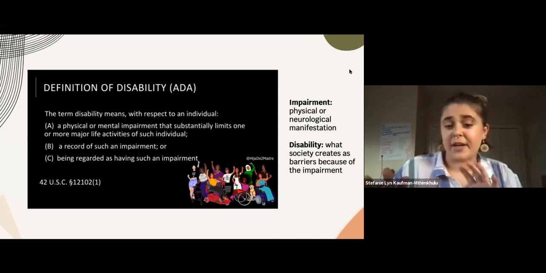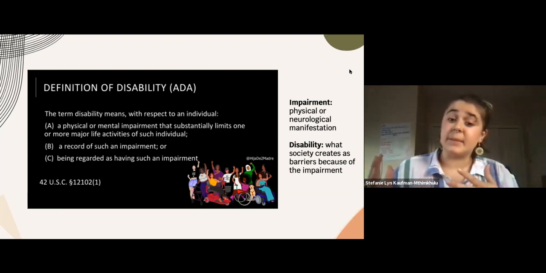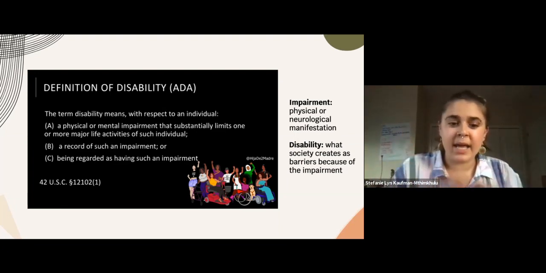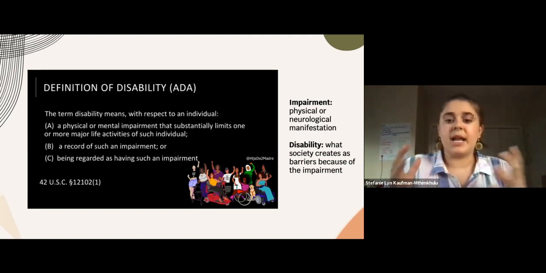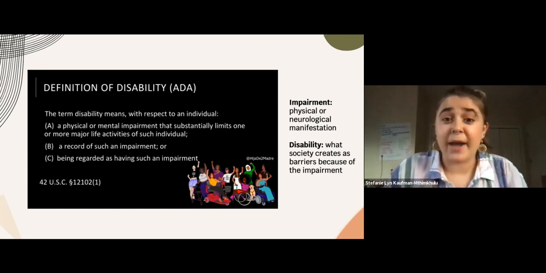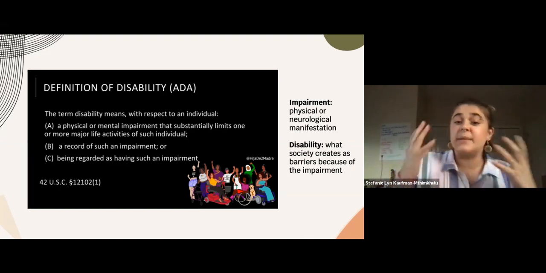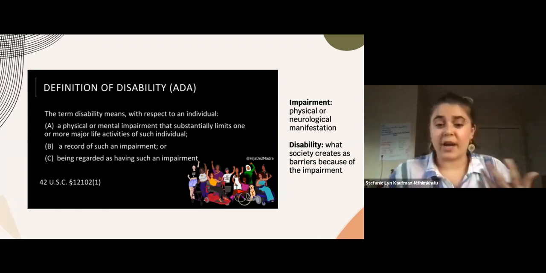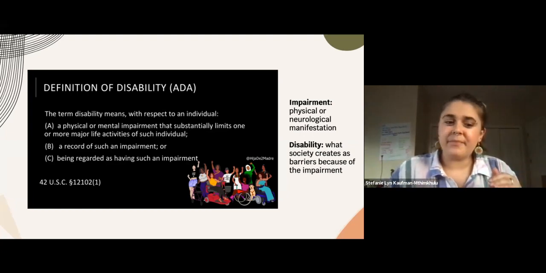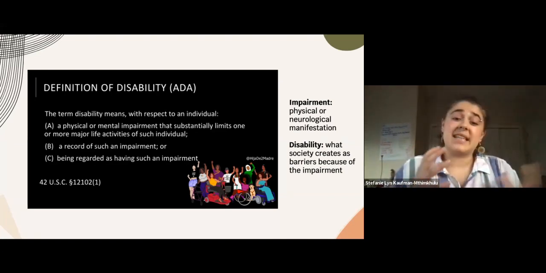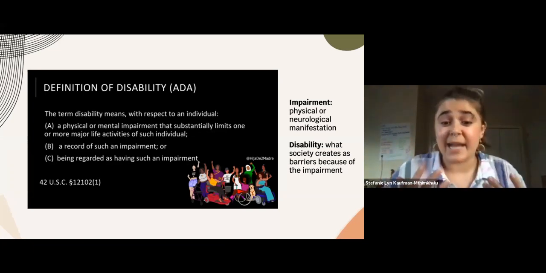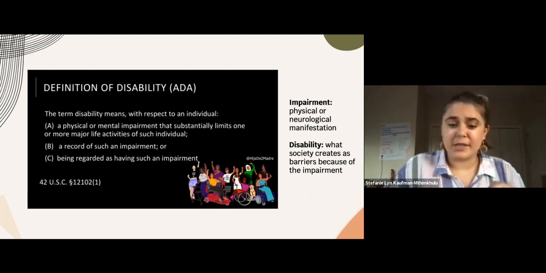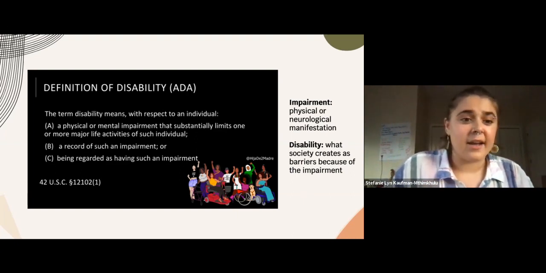Also, I want to draw the difference between an impairment and a disability. When I'm talking about an impairment, that is a physical or neurological manifestation. If somebody is paralyzed, they have a spinal impairment, right? But disability advocates and organizers are saying, actually, I don't know if my impairment is what disables me. I think what society creates as barriers is actually what is disabling me, right? So we want to differentiate between those. And we can go to the next slide.